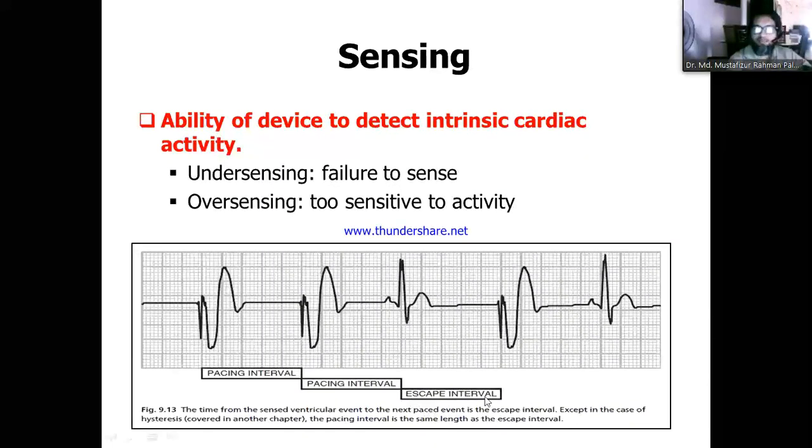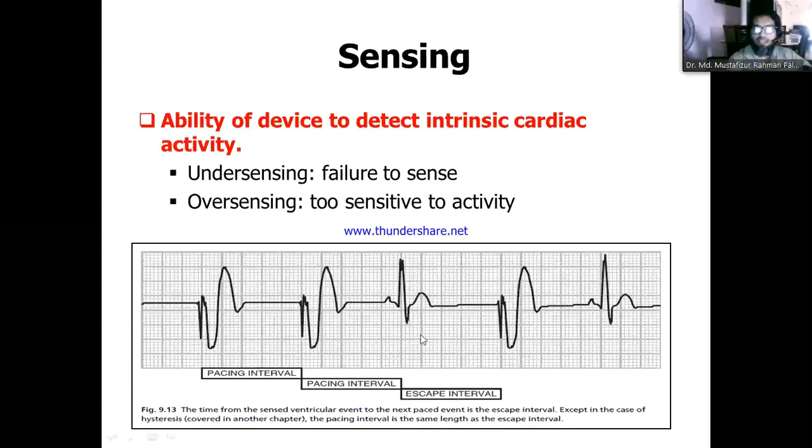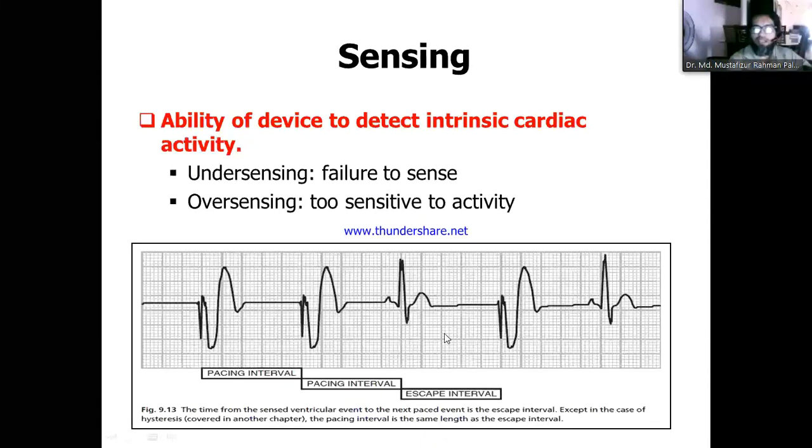As such, it is called the escape interval. It is not the pacing interval. It is the sensed beat. After that, it will reschedule its timing. So it is not the pacing interval, it is the escape interval.